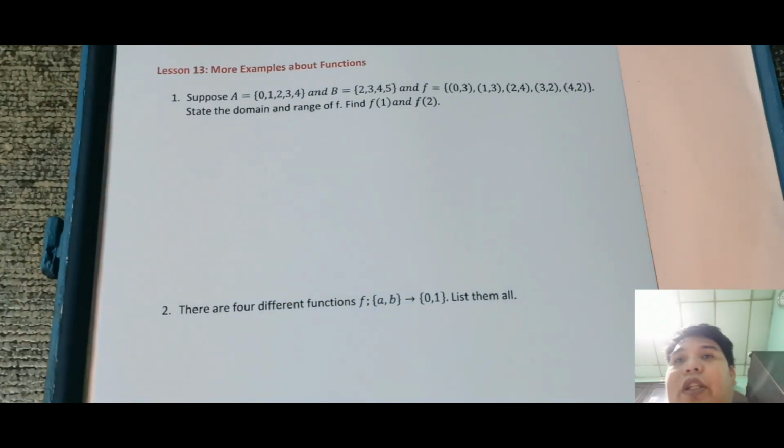Ito na yung lesson 13 ng ating set theory. This is more example about function. So meron na ditong composition. So puprove natin na injective, surjective, and bijective yung mga composition na ng function.